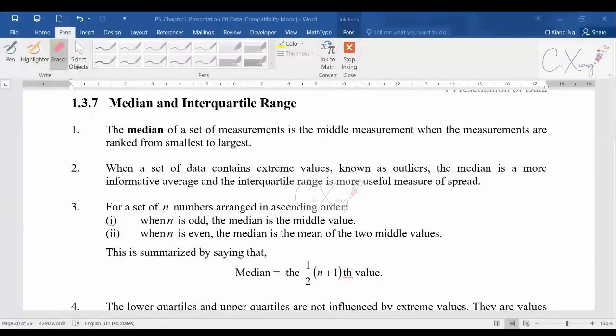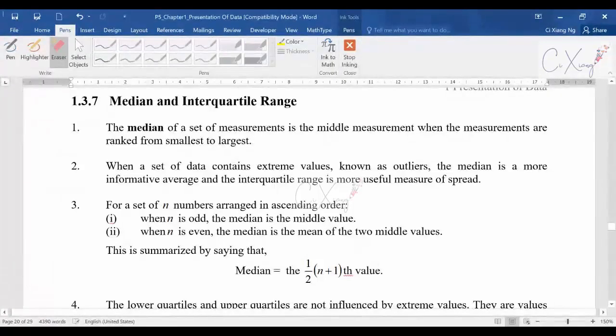Okay, so today we are going to discuss the median and also the interquartile range. I believe that most of you actually learned median and also Q1, Q3 last time. But in the A-level syllabus, generally they are using some different methods to find the median and also the interquartile range.